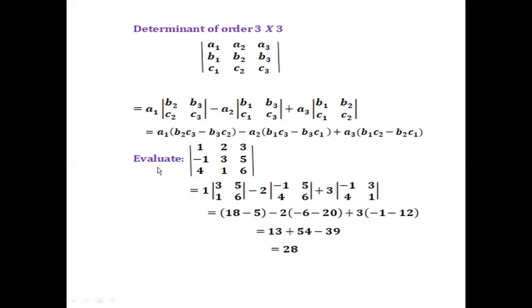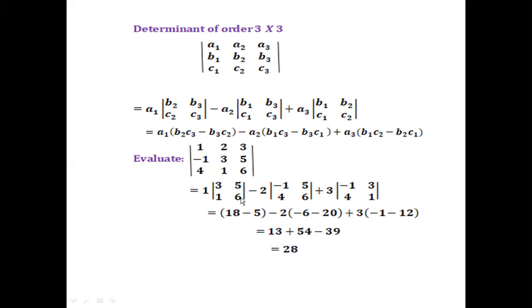Now example, evaluate the determinant of this term. Here a1 equal to 1, so 1 put as it is, which is present in first row and first column. So delete this first row and first column. Take the determinant of this block. We have 3, 5, 1, 6. Now minus 2. This 2 element is present in first row and second column. So taking the determinant on minus 1, 5, 4, 6. Now plus 3, which is present in first row and last column. So determinant of this term is minus 1, 3, 4, 1.